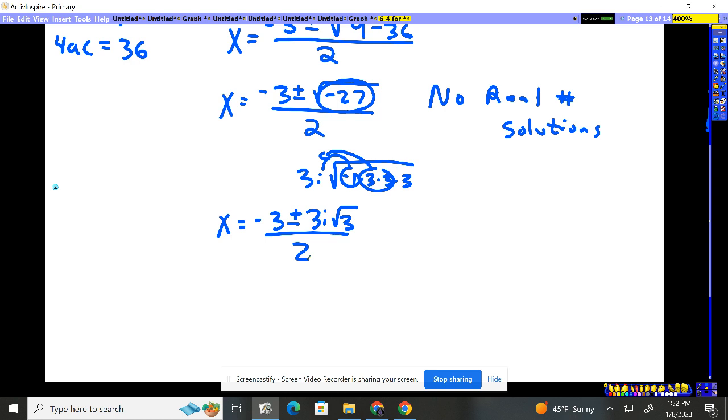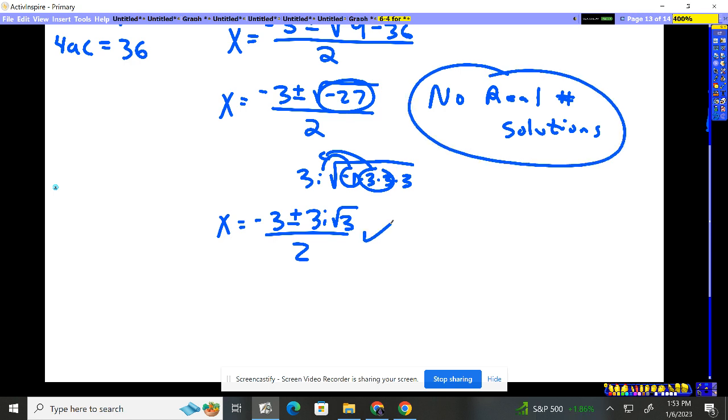But as far as real numbers go, and that's fine with me for this, we're just going to say, hey, there's no real number solutions. There's imaginary number solutions, which are here. But as far as real numbers go, no real number solutions.